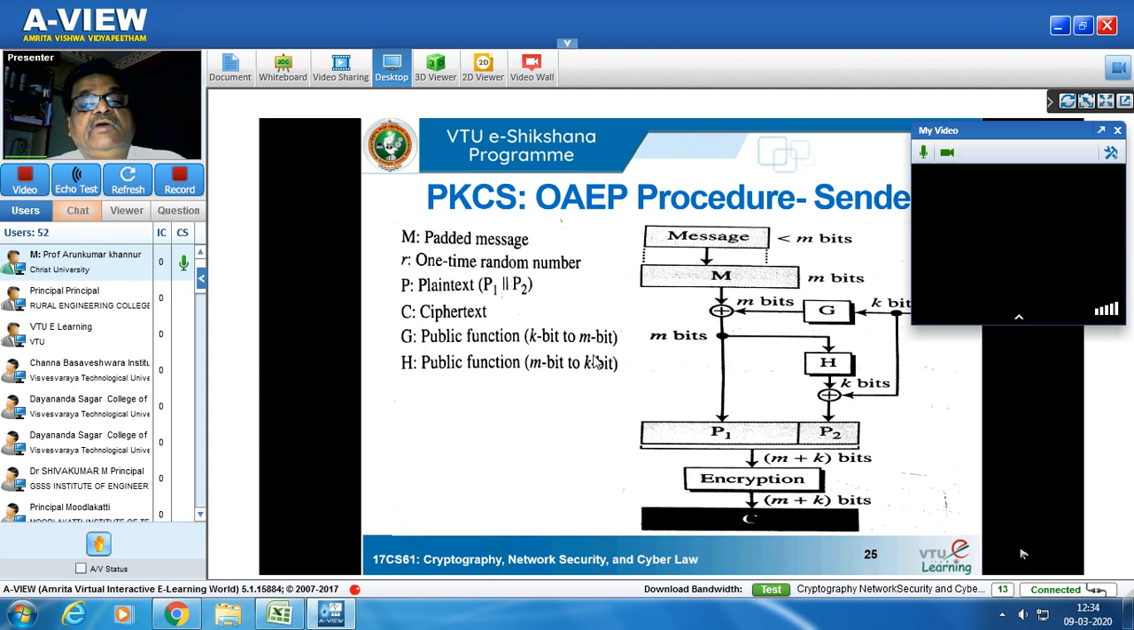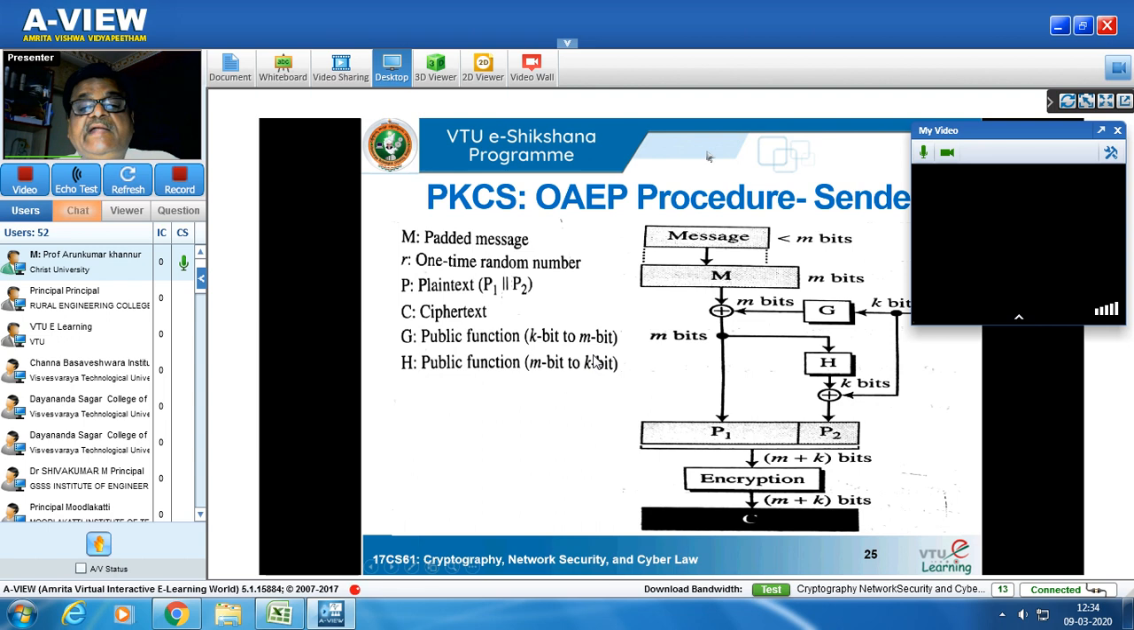PKCS on OAEP procedure, sender side. M is the packet message. The message is less than M bits. So the original plain text message has been split into different sets of messages, and we have picked up M here, which has M bits.